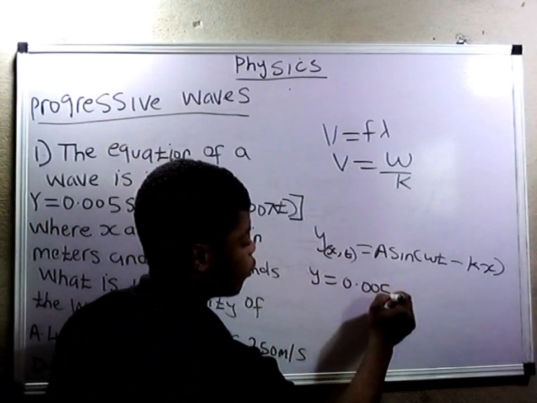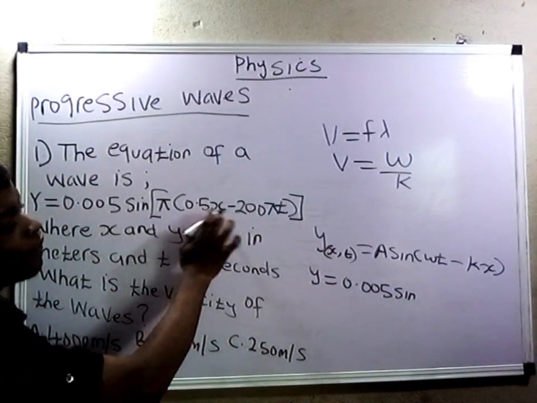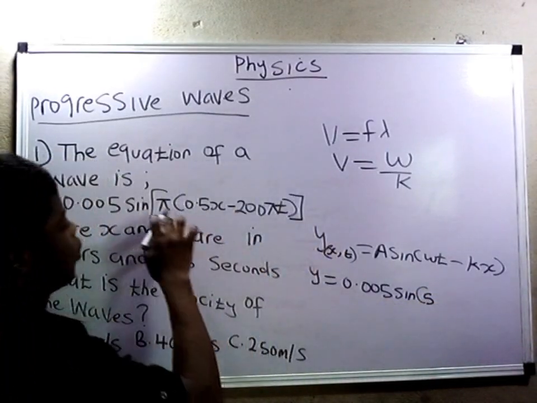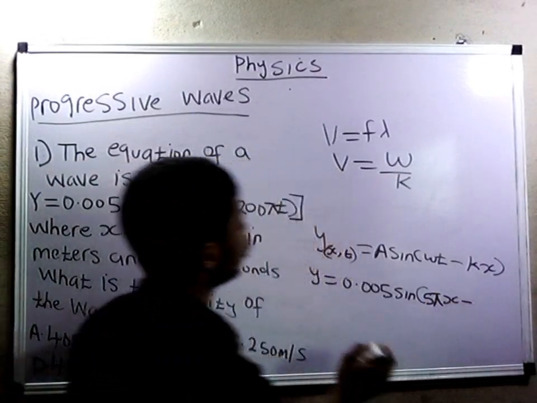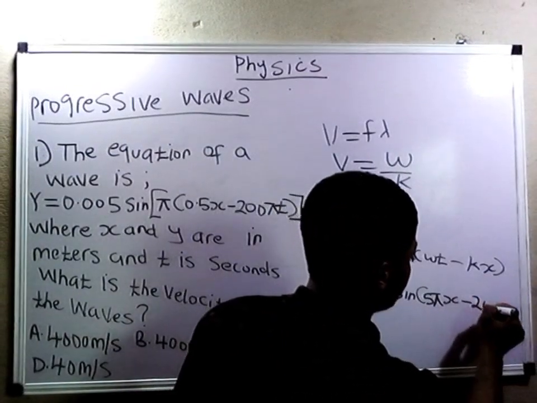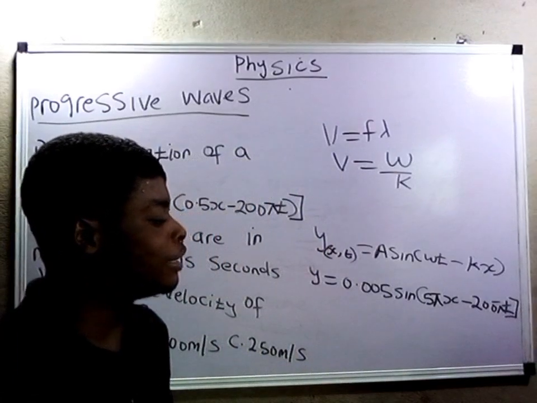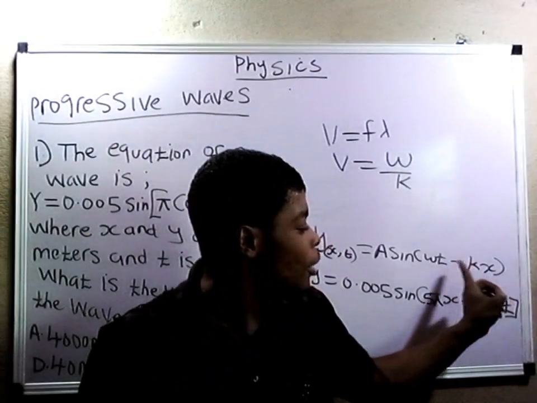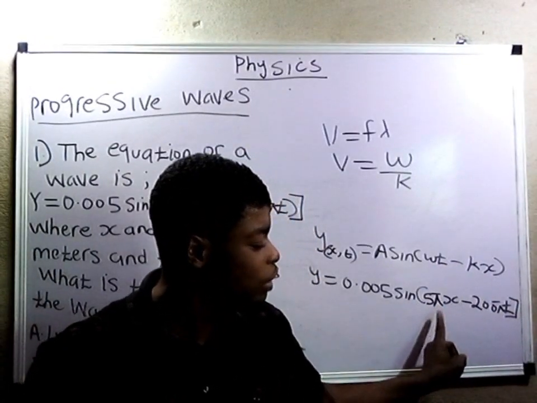0.005 sine pi times 0.5x, so that will be 5 pi x minus 200 pi t, close the bracket. So looking at it, it's not wrong to bring this kx before this wt, so it can be interchangeable. That was how it was given here.